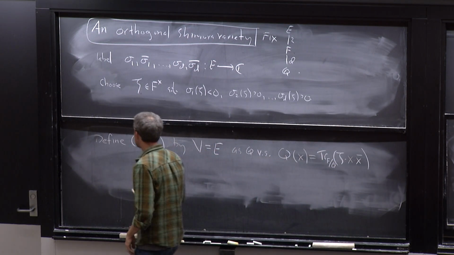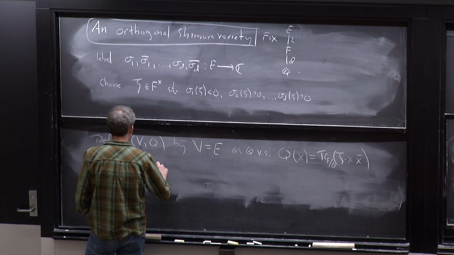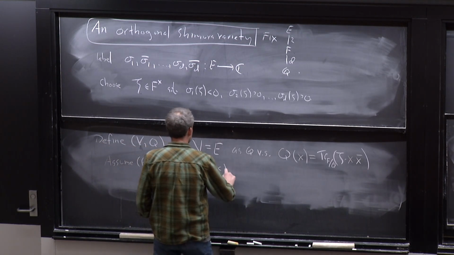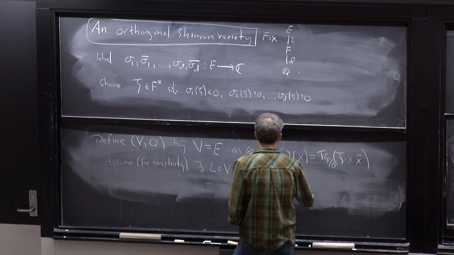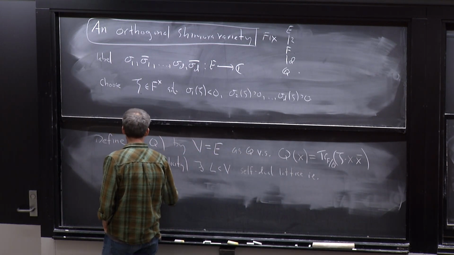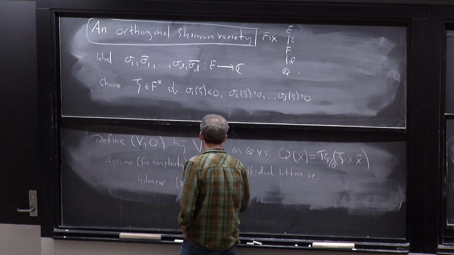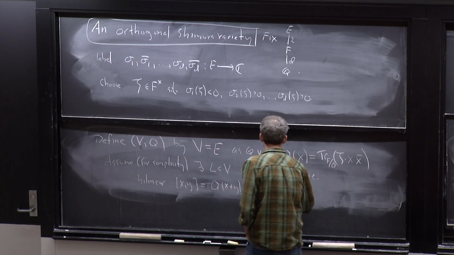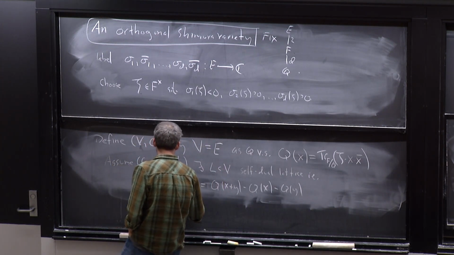And now assume, for simplicity, that there exists some lattice that's self-dual, in the sense that the bilinear form bracket xy defined by q of x. I mean, I've given you a quadratic form. There's an associated bilinear form. There it is, and assume that this bilinear pairing identifies the lattice with its dual.